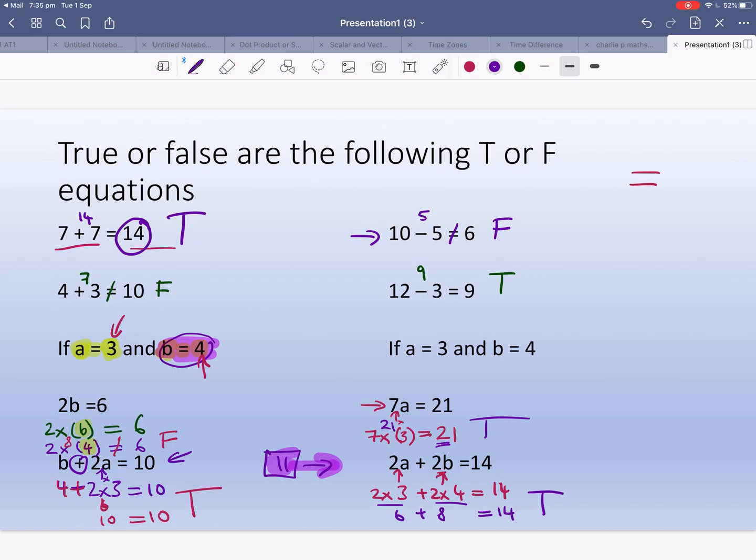Anyway, that's today's lesson, Introduction to Equations. Remember the word equations sounds like equals. It must have an equals in it.